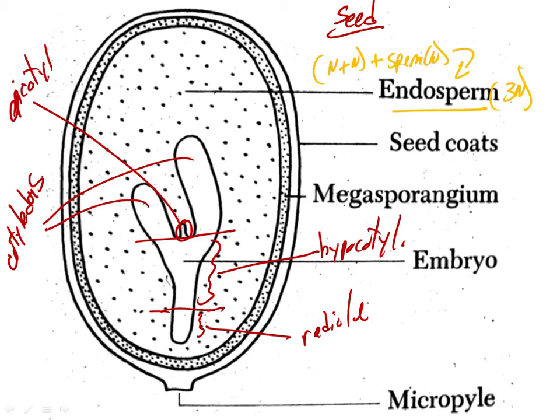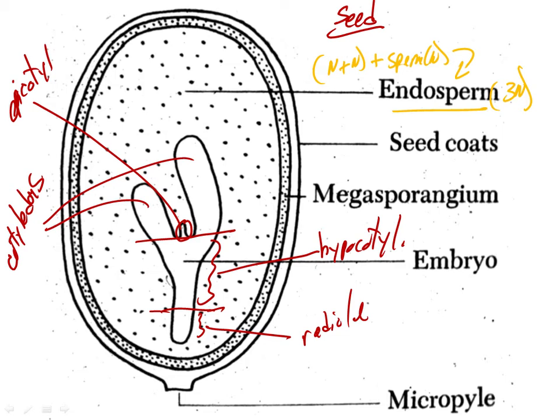In the gymnosperms, the nutritive tissue is the gametophyte. In the angiosperms, the nutritive tissue is the endosperm. So it's different. Remember, we've learned about the gametophyte before. In the angiosperms, it's the endosperm, the tissue that nurtures the embryo. So remember, if this was a diagram of a gymnosperm seed, and the diagram could look almost exactly alike, the word endosperm wouldn't be there. It would say megagametophyte.